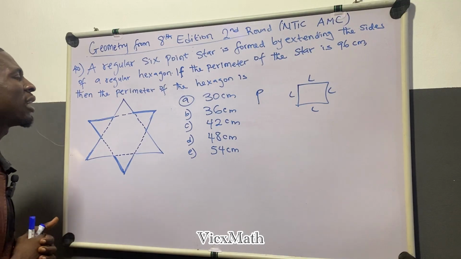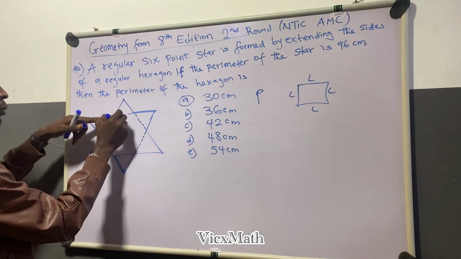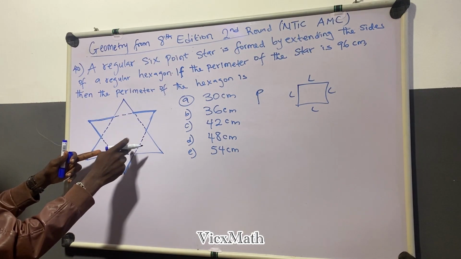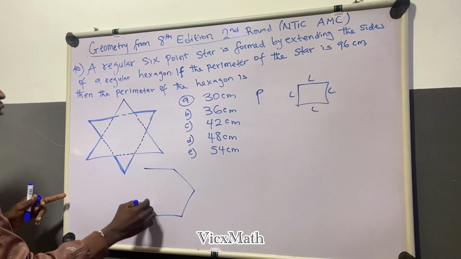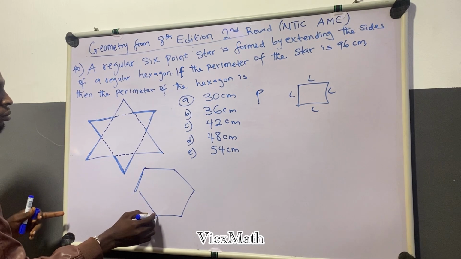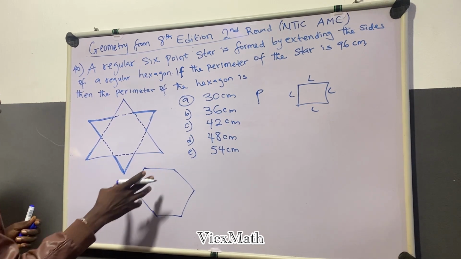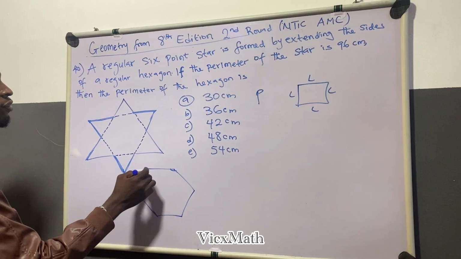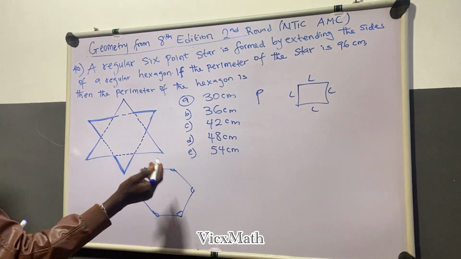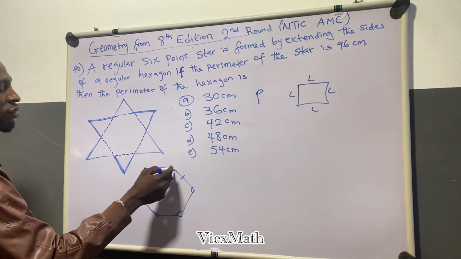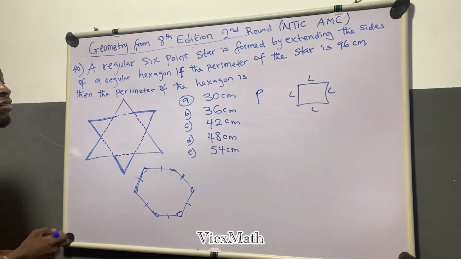Now let's look at what we have here. We have a hexagon. The hexagon is the shape inside, the dotted one. If you remove this star, you'll be having something like this. I didn't promise you I'm an artist, I can't draw this accurately. So it has 6 sides and 6 angles. This is the side, this is the angle: 1, 2, 3, 4, 5, 6. So it is a 6-sided shape.